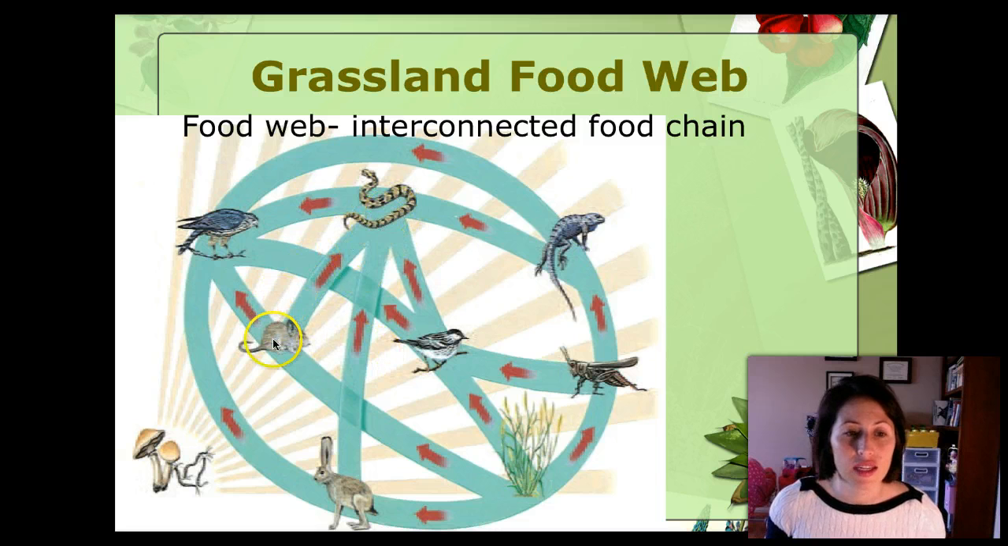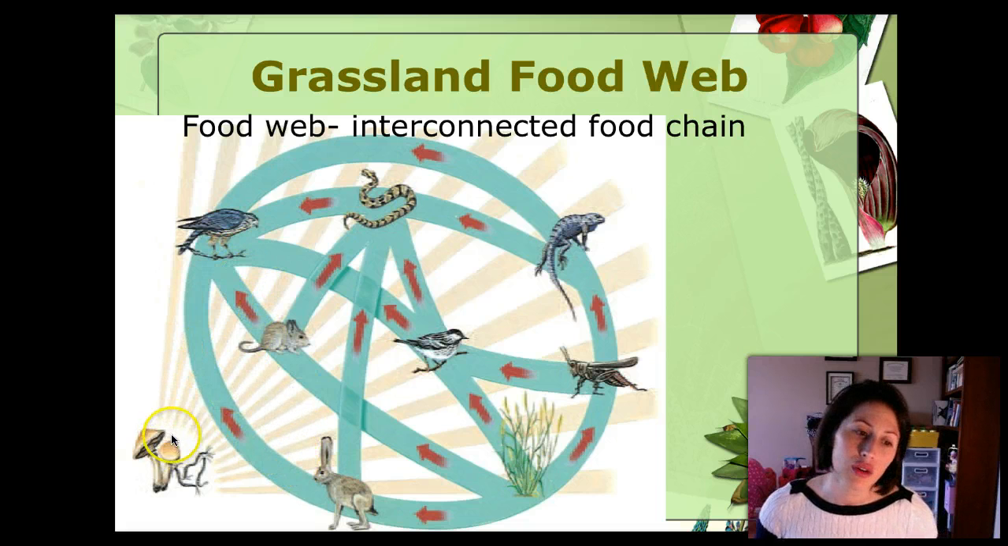We have a snake that's eating the mice. And then we also have the snake that's eating the rabbit, and the snake that's eating the bird, and the snake that's eating the lizard. And then we have a very large bird, like a hawk or something like that, which is going to be eating the snake and the mouse and the rabbit.